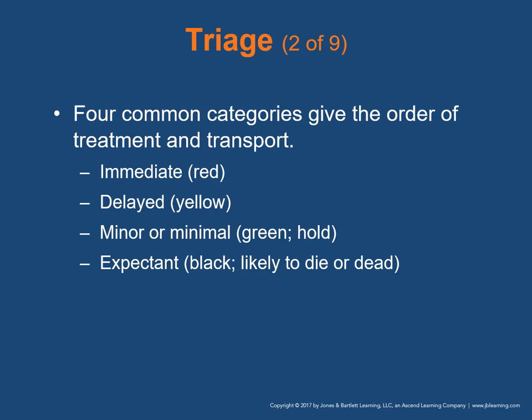And then the last category is expectant and black tag. These are victims who are likely to die or who have possibly already died. These are, of course, last priority patients. These are patients who are dead or whose injuries are so severe they have at best a minimal chance of survival. It may include patients who are in cardiac arrest or who have an open head injury. Patients in this category receive treatment and transport only after patients in the other 3 categories have received care.